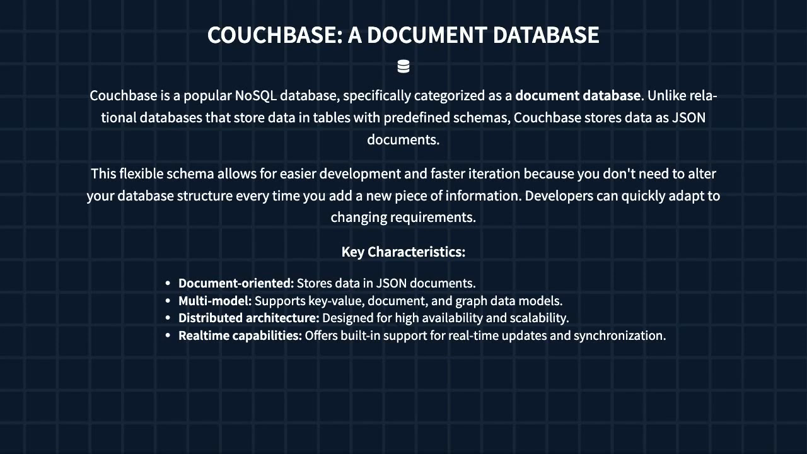It's a really interesting NoSQL database, and it falls into the category of a document database. Think of it like this: instead of organizing your data into rigid tables with specific columns, Couchbase stores everything as JSON documents. This makes things much more flexible for developers because you don't have to constantly change the database structure when adding new features or information. It's designed to be highly scalable and available thanks to its distributed architecture, and even offers real-time capabilities, meaning data changes can be pushed out instantly.